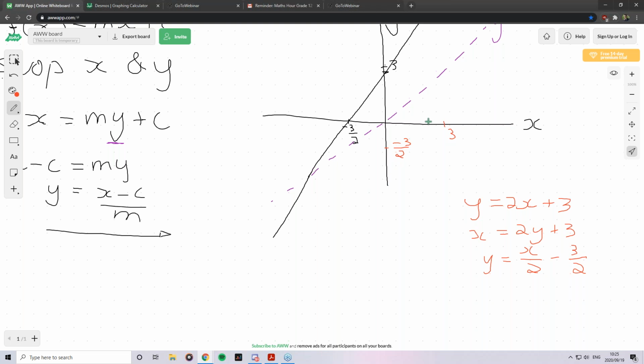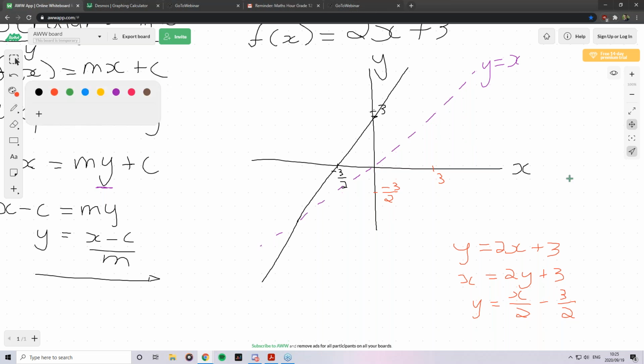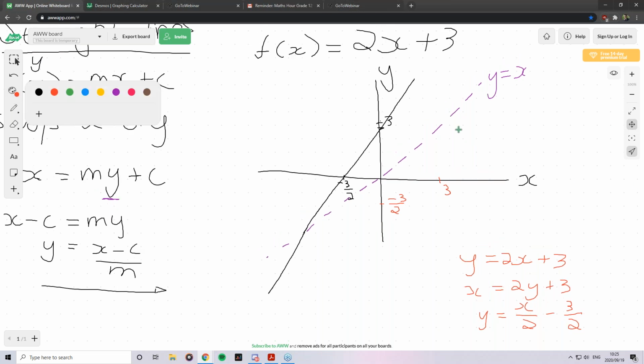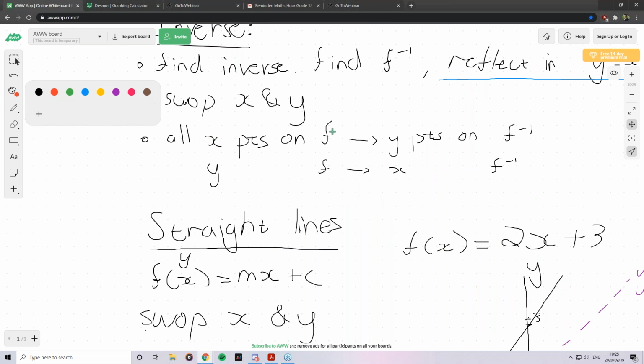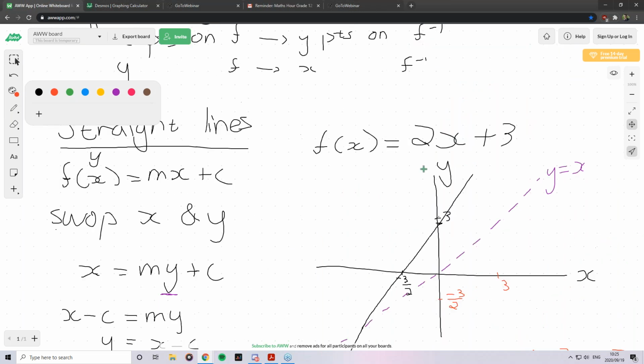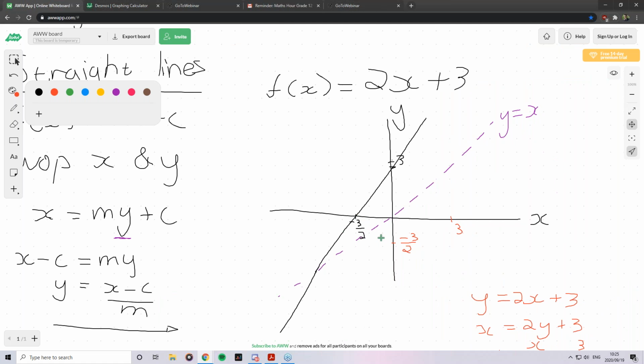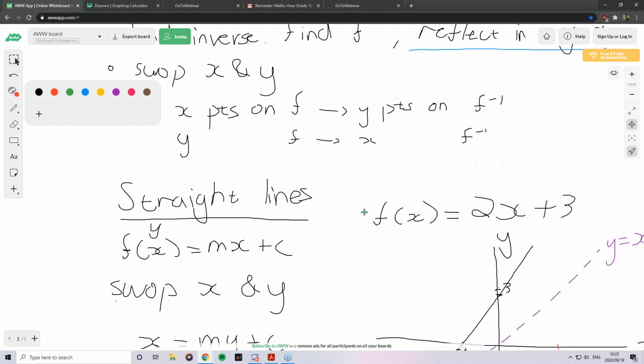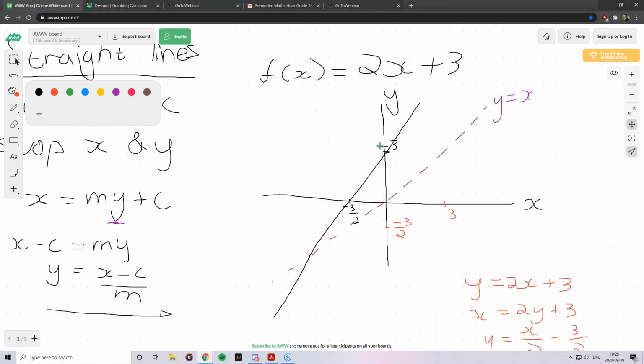All right. So what's really cool to note here is that, remember I said every x point on f becomes a y point on f minus 1. Now let's actually look at this. Here our x coordinate was minus 3 over 2. Now if you look at the y coordinate of our inverse, it is minus 3 over 2. And the same for all y points. The y point here was 3 on our function. Now the x coordinate becomes 3 on our inverse.